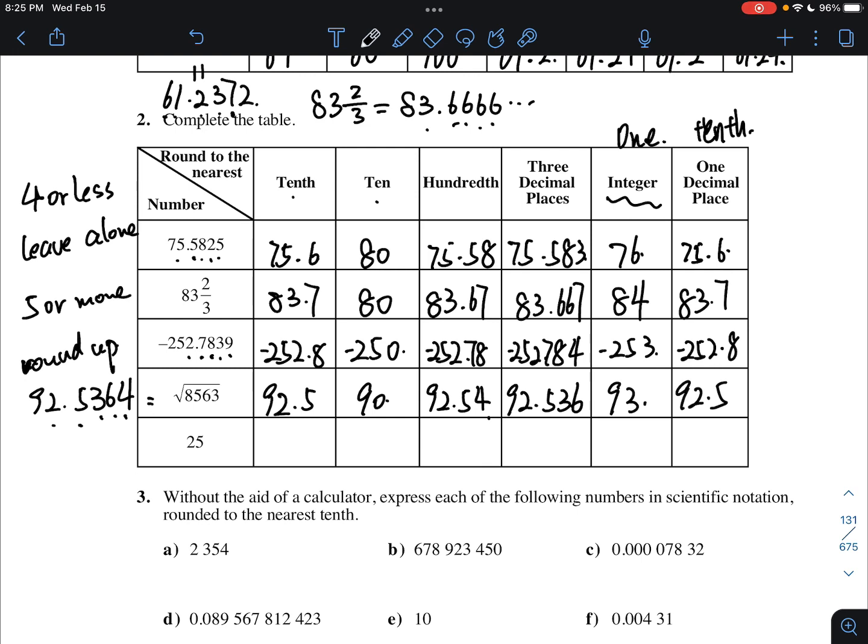Okay, for the last one it's 25, and for tens, there's nothing here, we just write 0, so it's 25.0. And even if this is 0, you must write 0 here, okay? And for the tens place, this is 5, so we round up, it's 30. And for the hundreds, it's 0, we just leave alone, but remember, you need to write the 0 here. And for the 3 decimal places, the same, write 0 here. And for the integer, it's 25, and the 1 decimal place, the same as tens, so it's 25.0.